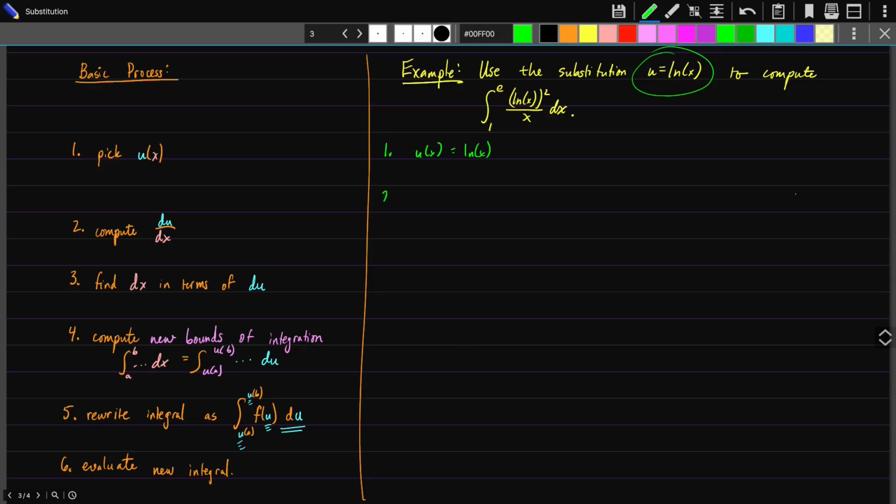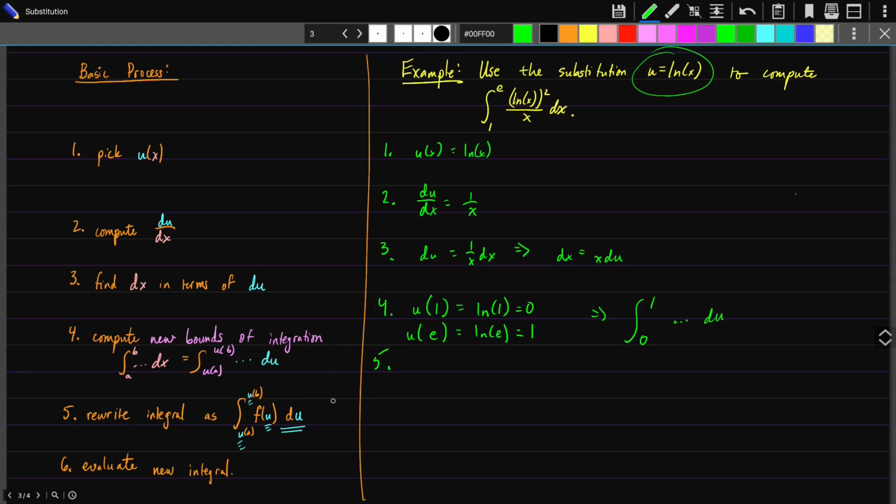And then the second step, we need to compute du by dx. Our third step, we want to find dx in terms of du. So du by dx equals 1 over x tells me that du is equal to 1 over x dx. So dx is equal to x du. My fourth step, I want to compute my new bounds of integration. So u of x is ln of x. So u of 1 is ln of 1, which is 0. u of e is equal to ln of e, which is equal to 1. So my new bounds of integration are 0 and 1.